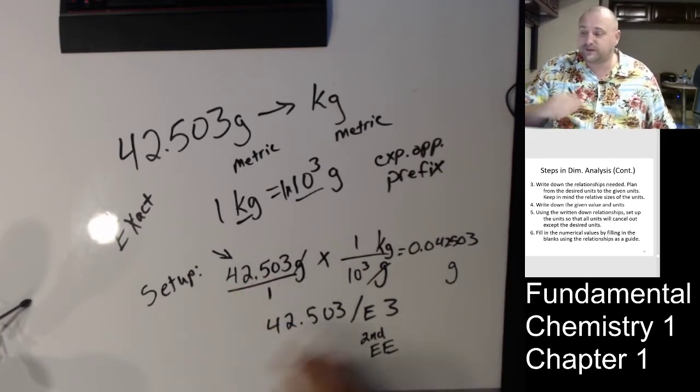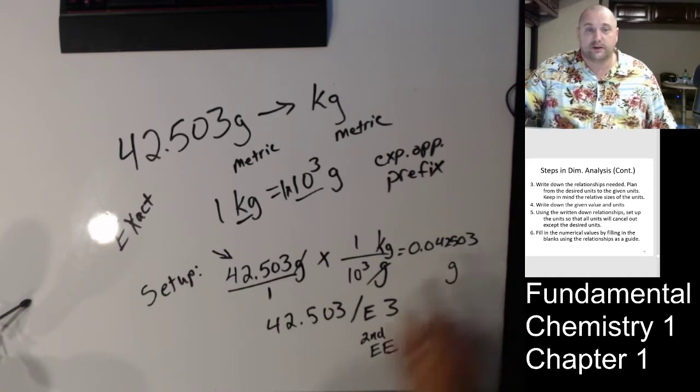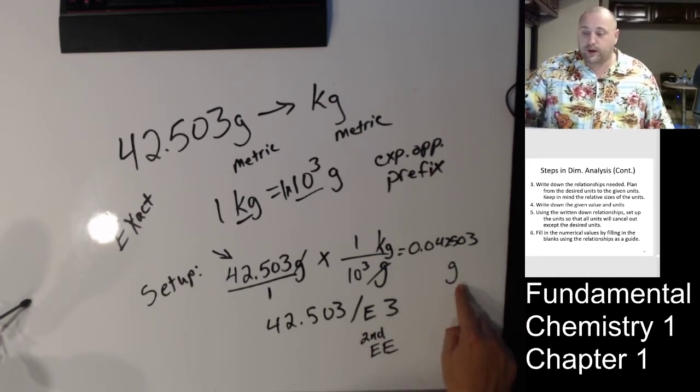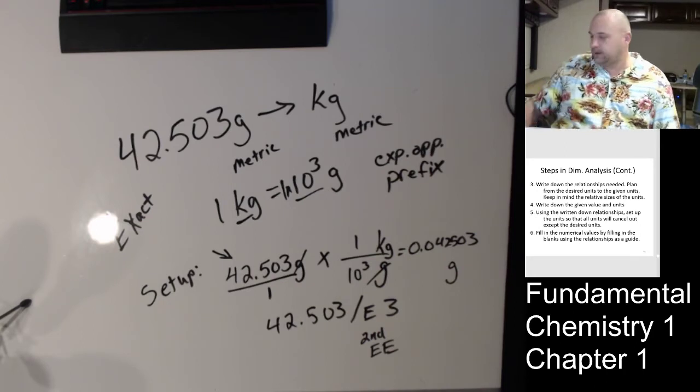So we started with 5 sig figs. I need to end with 5 sig figs. And I ended up with grams. Okay, so that's how we do that.